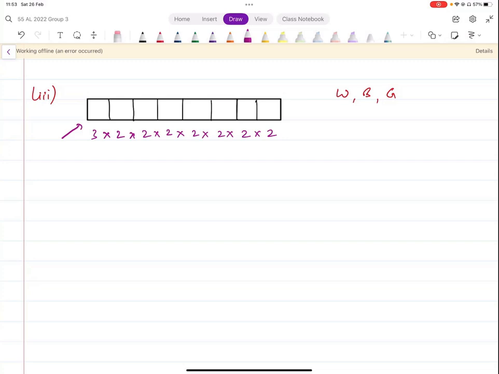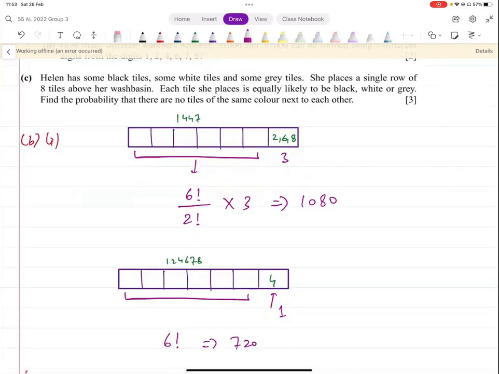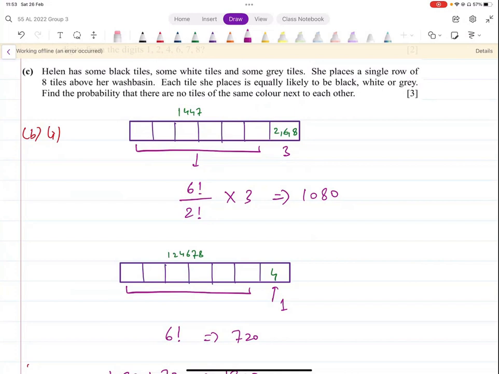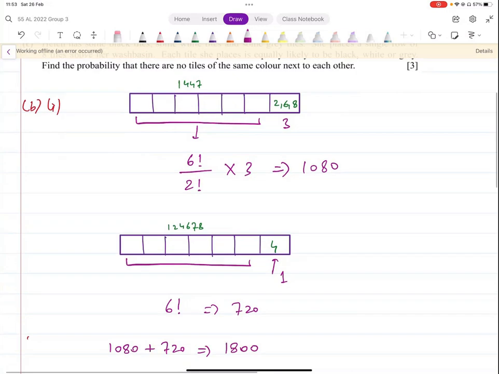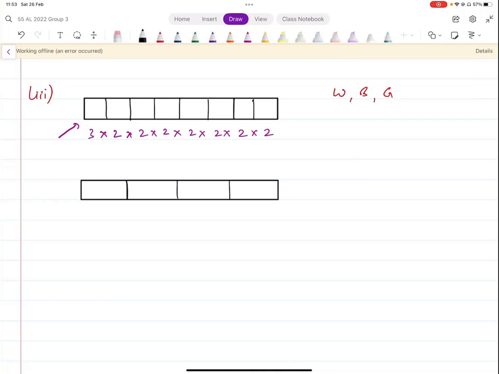Is that okay? Sir, can you scroll back to the question? Yes, we're looking for probability. But that's the number of ways that satisfies our condition: no tiles of the same color together. Okay? Okay, sir. Now, what's the total number of ways of filling these 8 boxes? Any idea? What's the total number of ways of filling these boxes?